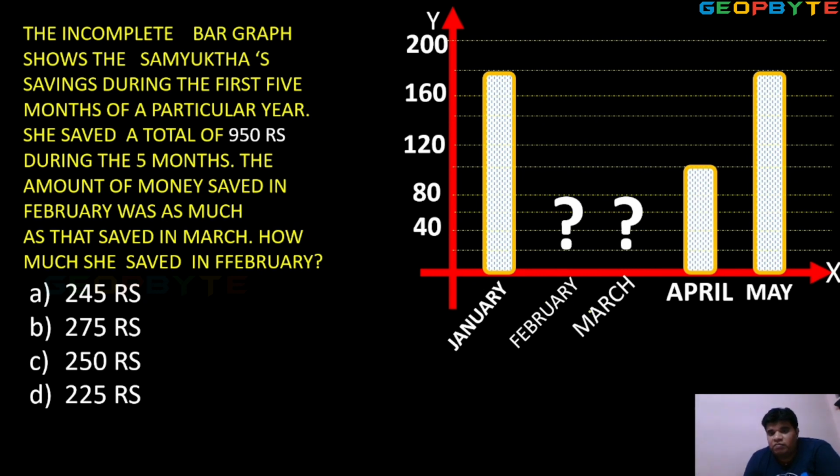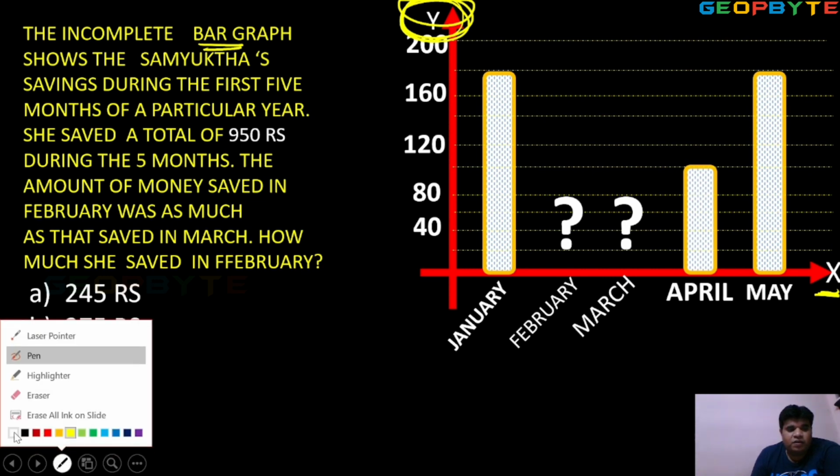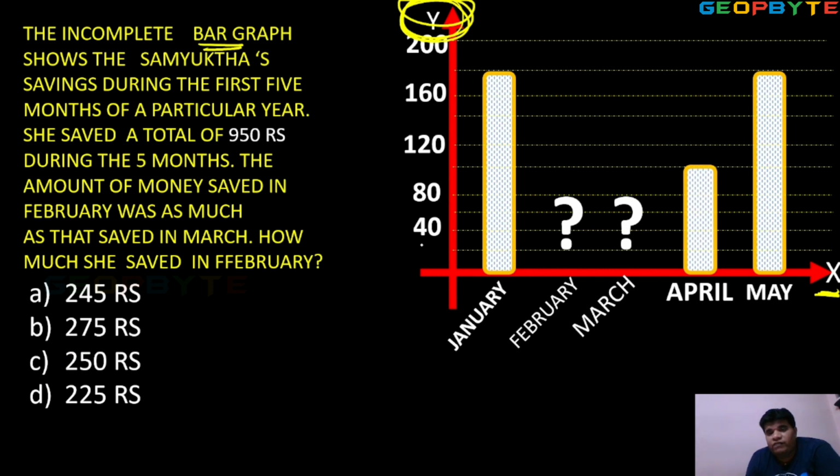January, February, March, April, May months are given. This is the x-axis and y-axis. Information is kept on the x-axis and y-axis, represented with histograms. They mentioned incomplete bar graph because here a histogram is given, here a histogram is given, here a histogram is given, but here two are not given.